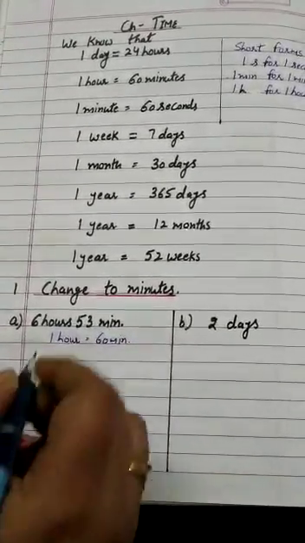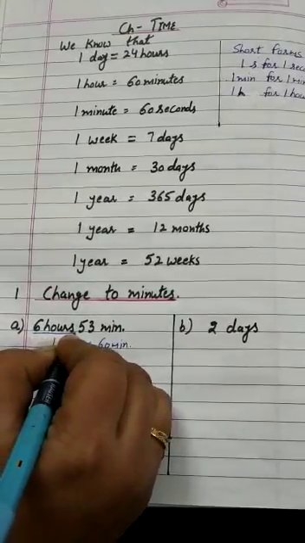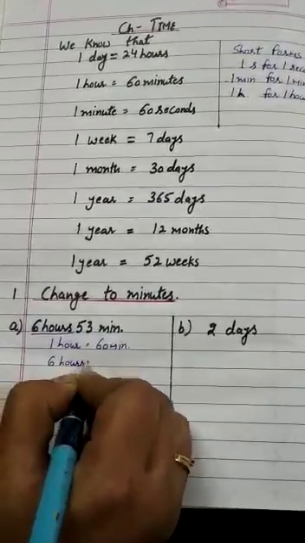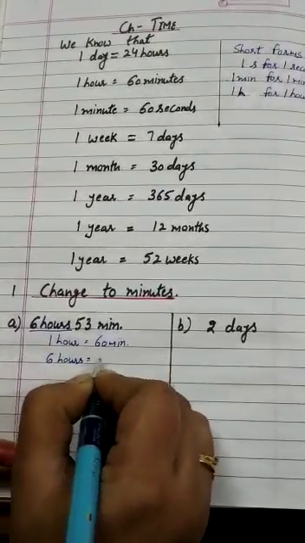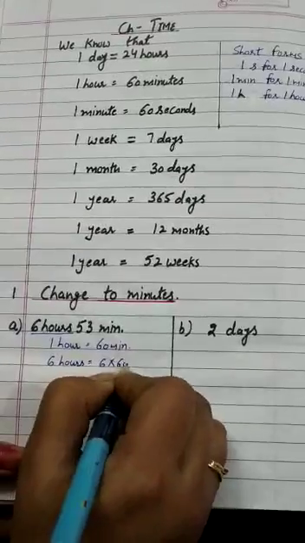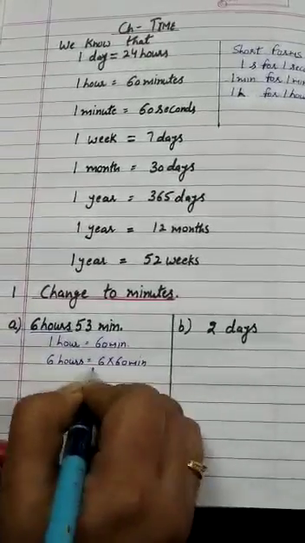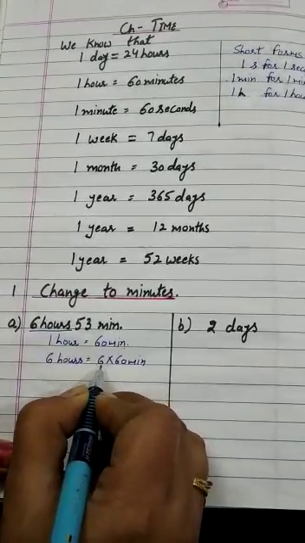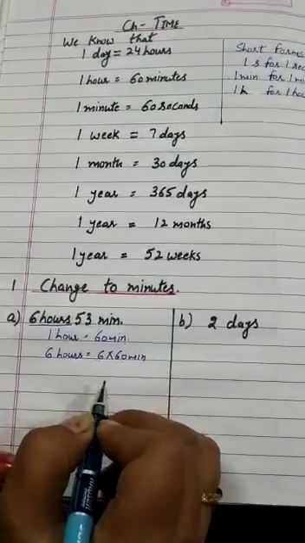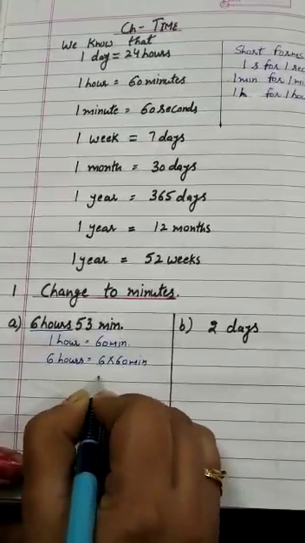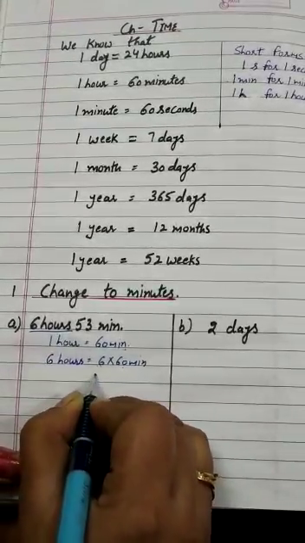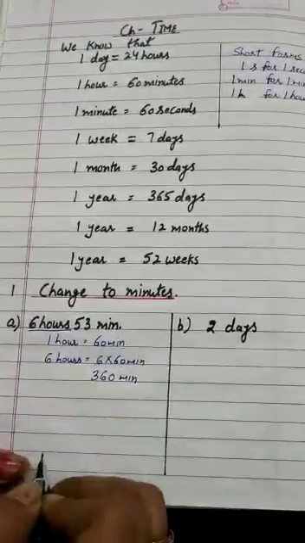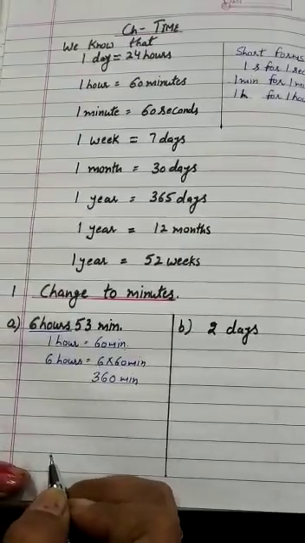And here you have been given 6 hours. So, firstly, we will convert these 6 hours: 6 into 60 minutes. 6 into 1 hour means 6 into 60 minutes. So, on multiplication, 6 sixes are 36, 360 minutes.